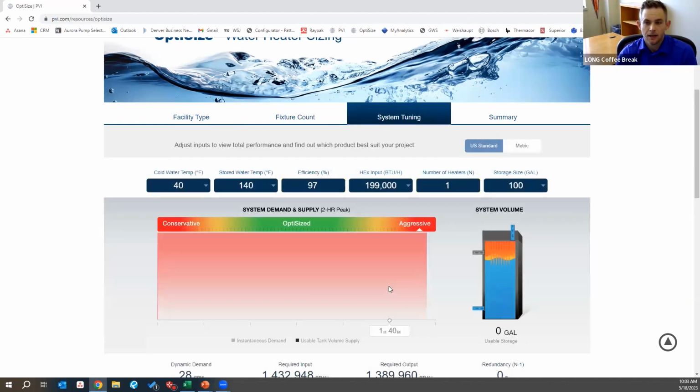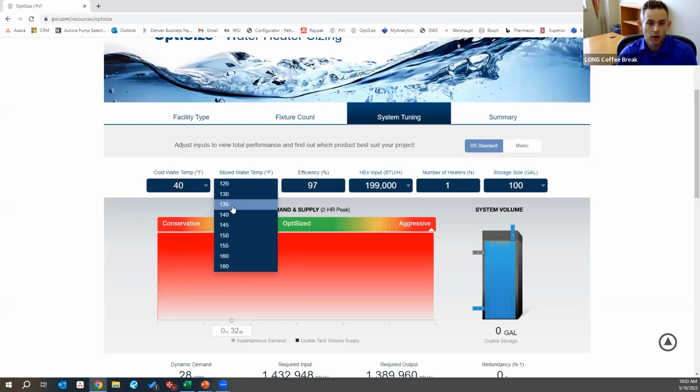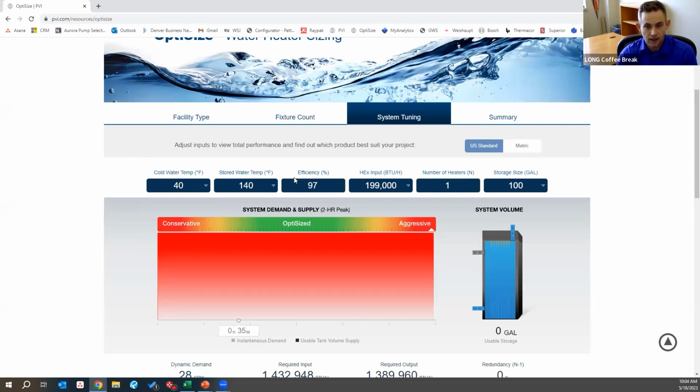Okay, so that's going to take me to my next tab called their system tuning tab. What this is here is we've got some more inputs we can work with. So we can add what our cold water temp coming in from the city is. We can put our stored water temp. Usually we're storing at 140 these days, but we can change that. We can make assumptions for efficiency based on if we're using high efficiency product, what have you. It defaults to 97%, which most of PVI's high efficiency product is.